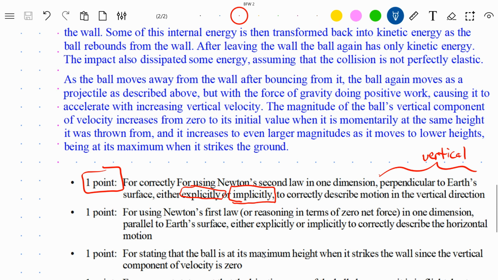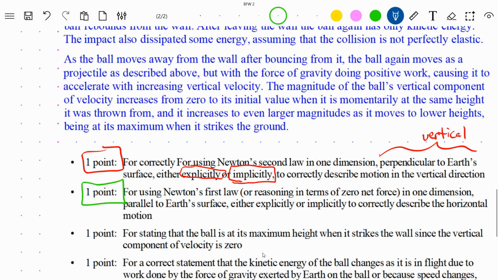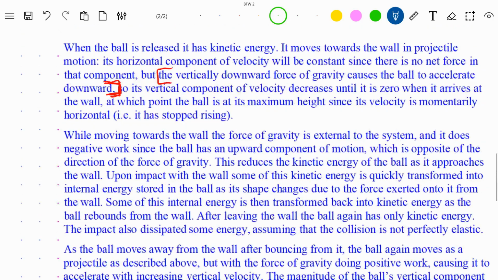Okay, the next point. 1 point for using Newton's first law, or reasoning in terms of zero net force in one dimension, parallel to Earth's surface. Okay, parallel to Earth's surface, we're now talking about horizontal. Either explicitly or implicitly, so again, we don't have to call it out by name, to correctly describe the horizontal motion.